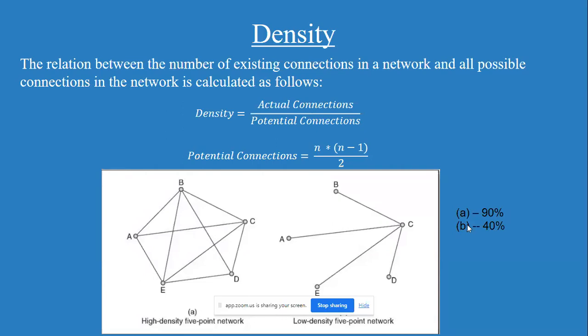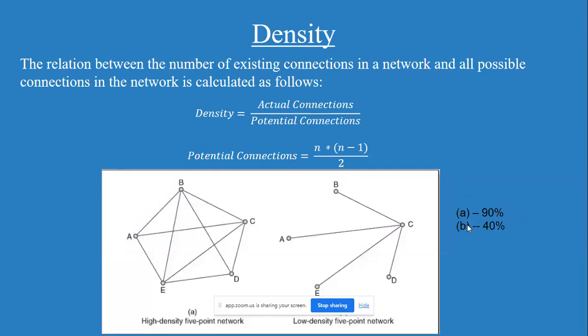So talking about figure A, where we have a 5-point network, that means a 5-node network, and the total number of connections involved in the network is 9. So 9 divided by 10 into 100 will be 90%. Similarly, density in the second network will be 40%, because there are only 4 connections and the total number of connections which are possible is 10.